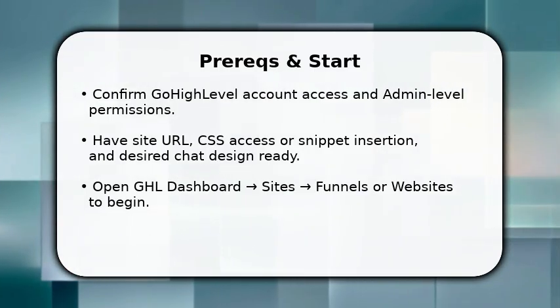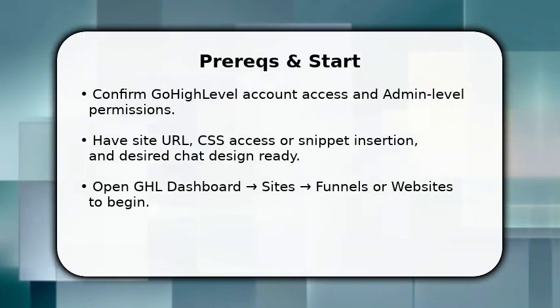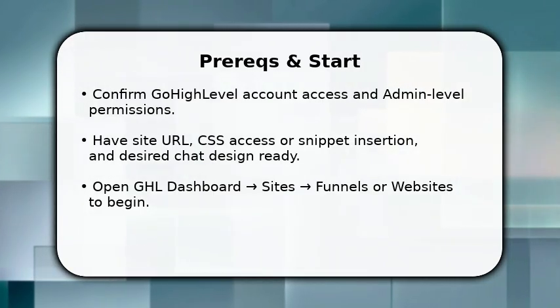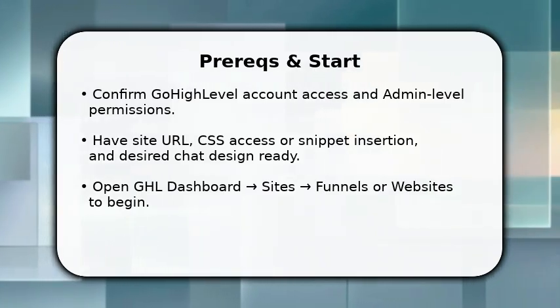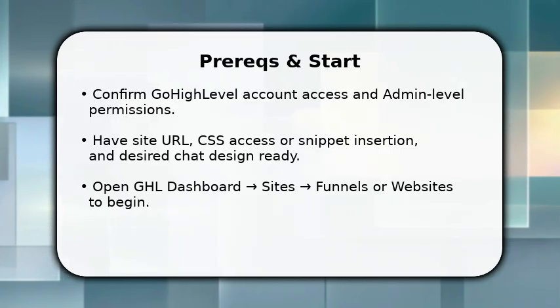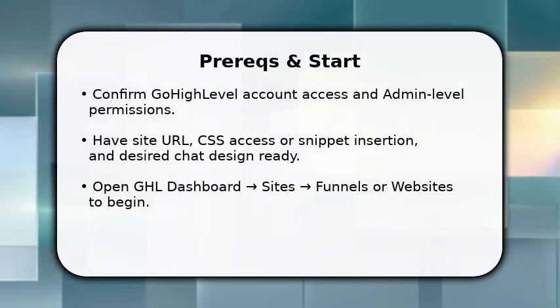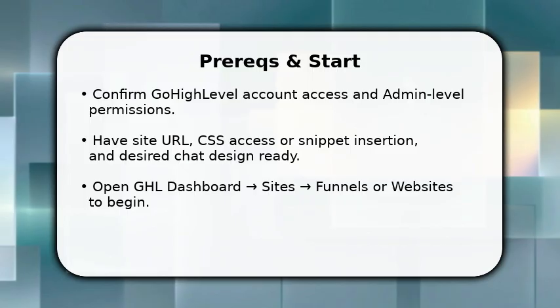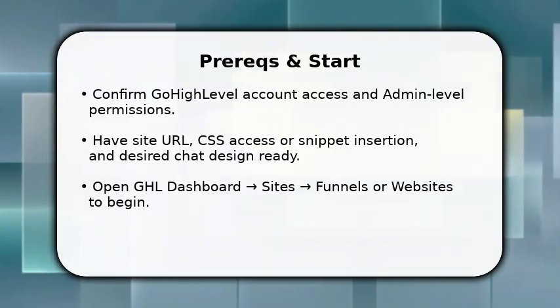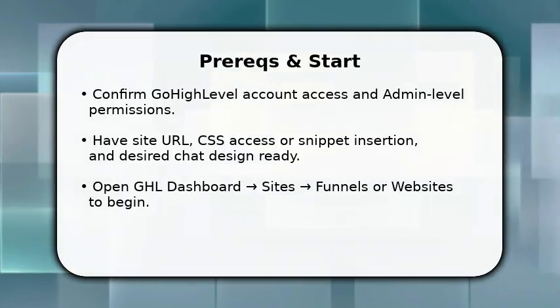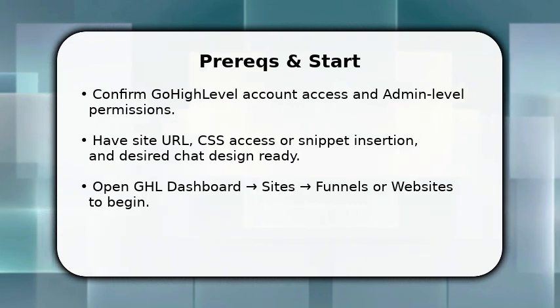First, open Sites from the dashboard and pick the site or funnel where the chat will live. Once selected, choose Tracking Code or Custom JS Insertion so the widget can load globally. Make sure you copy the widget ID or script snippet from the chat setup area. This links the visual chat to your GHL account. After inserting, save and publish the page so the next steps can detect the live environment.